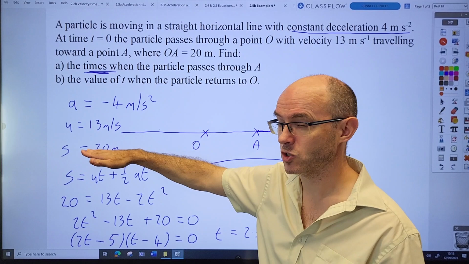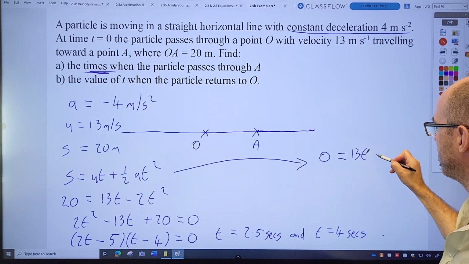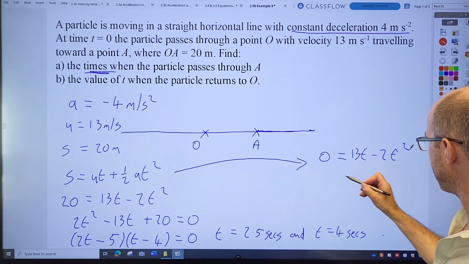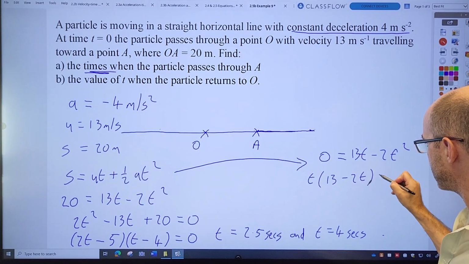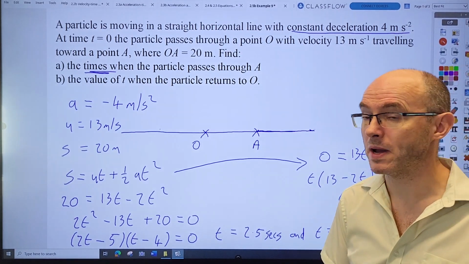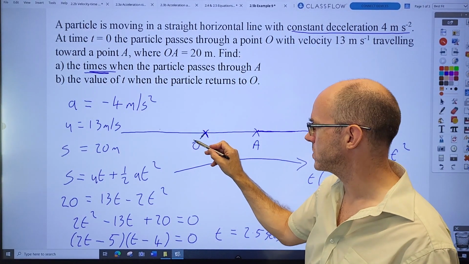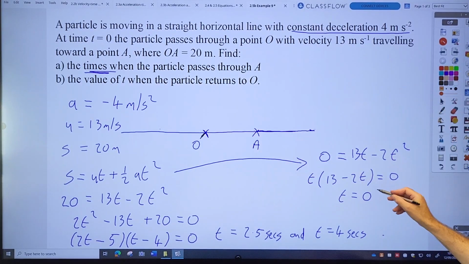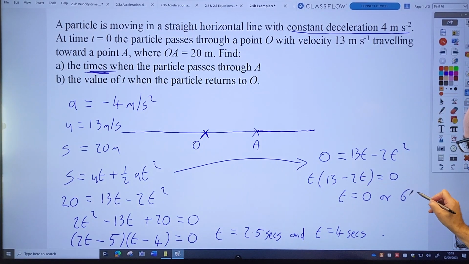Negative 4, 13, 0. So we're going to have 13t and minus 2t squared. That's an easy one to factorise, of course, because you can just take out a factor of t. So you have t, and then 13 minus 2t is equal to 0, giving you two answers yet again. So 0, of course, you'd expect that because it's the starting point, the origin. T equals 0, and then 2.5 seconds, and then back towards A 4 seconds, and then when it hits again, that's going to be 13 divided by 2, 6.5 seconds.